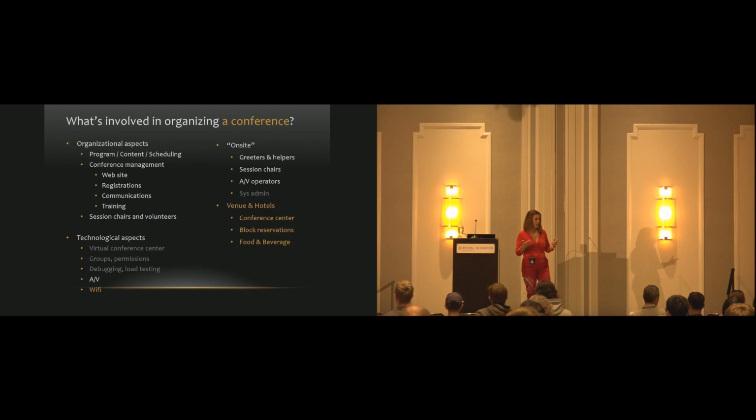Food and beverage, for example, we don't have to deal with that. Wi-Fi is something that you need to think about in a physical conference that you don't need to think about in a virtual conference. That's good. And then there are other things that you don't need to think about in a physical conference, which are the gray ones. So you don't have a virtual conference center. You don't need to think about groups and permissions because social norms apply. You don't need to debug or load test because hopefully the hotel gives guarantees that this will hold a 600 people conference. And you don't need to have a sysadmin to reboot the space here because hopefully it doesn't need rebooting.